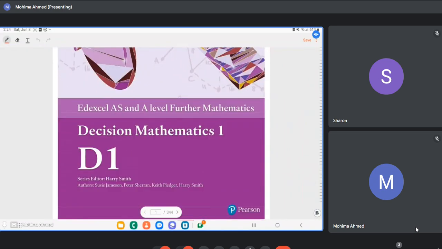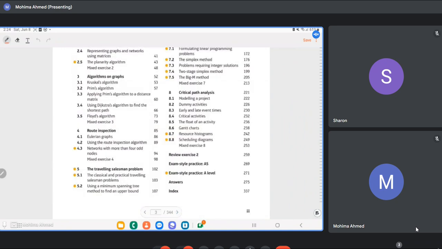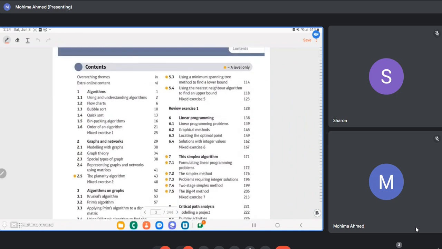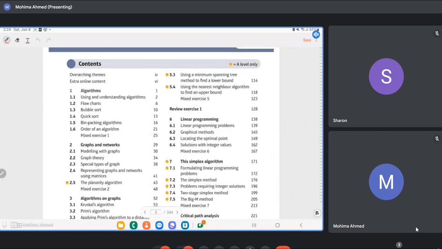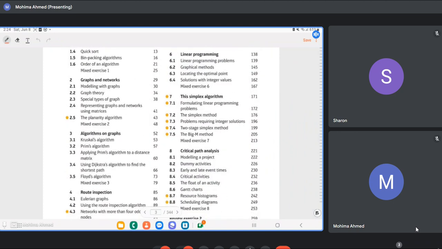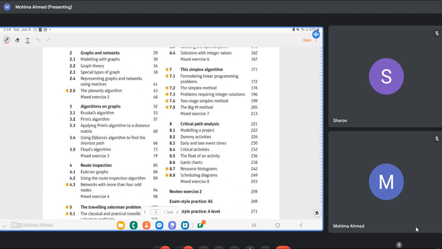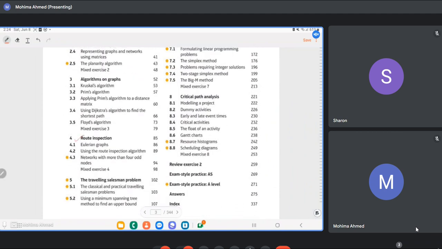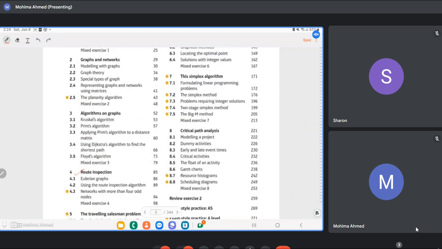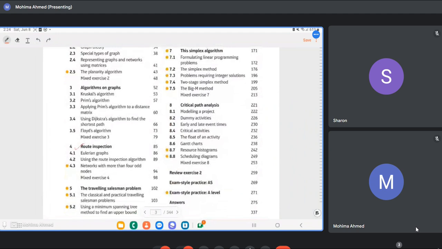Now, this is your book's PDF, and if you go to the contents over here, we're just going to start with algorithms, and then we have graphs and networks, algorithms on graphs, then linear programming, the simplex algorithm, and then critical path analysis, and also route inspection and the travelling salesman problem. This is basically our chapter involving problem-solving creative thinking, requiring all the algorithm things we would understand from chapters 1, 2, 3, and 4, which will be used over here for chapter 5.